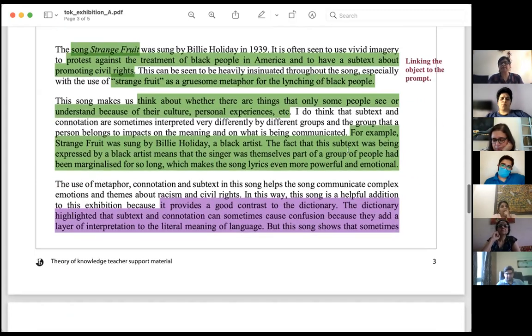The fact that this subtext was being expressed by a Black artist means that the singer was themselves part of a group of people who had been marginalized for so long, which makes the song lyrics even more powerful and emotional. And so the dissemination of knowledge was powerful where it came from a personal experience through intimate knowledge, for the fact that the one who wrote the song himself was a Black man who had gone through, had personal experience.